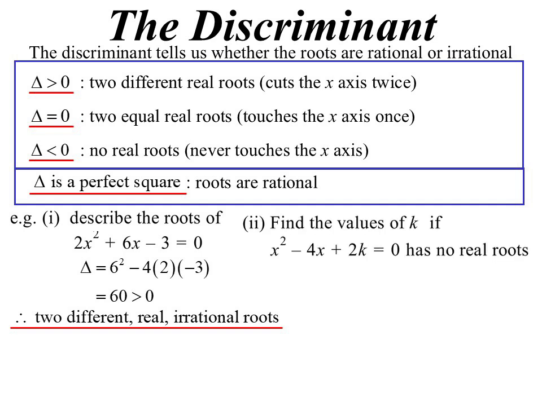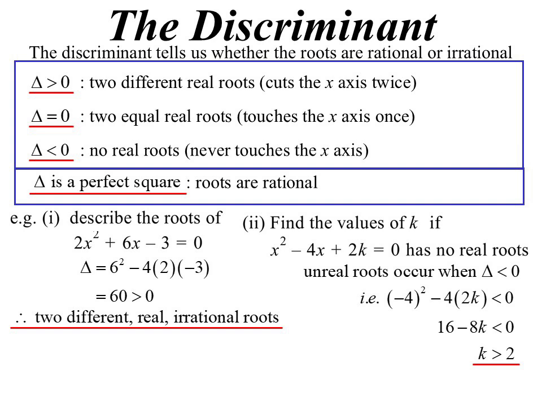This time they're saying, well, if this quadratic has no real roots at all, what's the value of k? Well, what was my condition? No real roots occur when the discriminant is less than 0. b squared minus 4ac has to be negative. We solve that little inequation and we get k is greater than 2. So as long as k is greater than 2, we'll end up with a quadratic with no real roots.